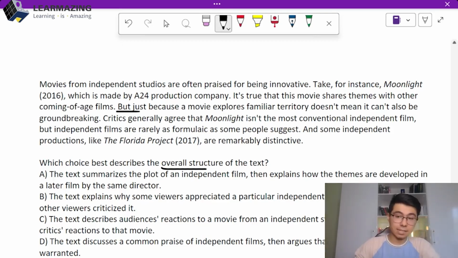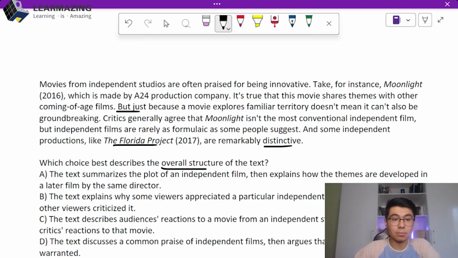Then it's presenting the main argument. The main argument here is that independent films are not as formulaic as some people claim. And some independent productions, like The Florida Project, are remarkably distinctive. And finally, it's giving us another example, The Florida Project, to support this argument. Now let's look at the answer choices.